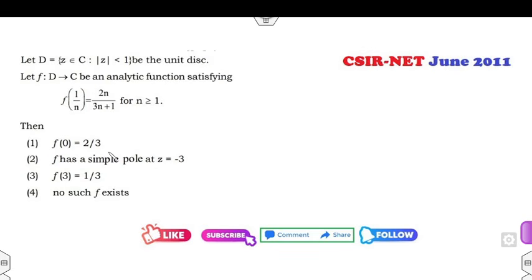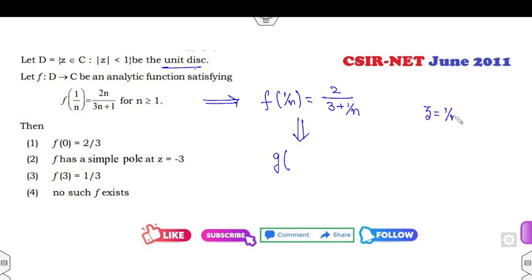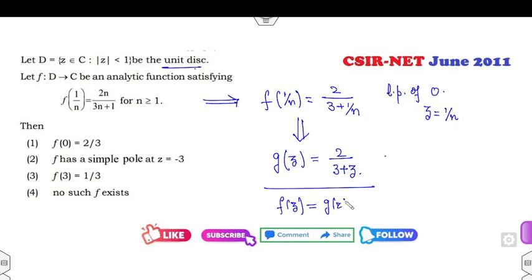Okay, now look at this one. Is a unit disk analytic of this. I can divide it by firstly n on both sides, 2 over 3 by this. Now it's a unit circle. I can define the new function g such that z will be 1 over n. Fine. So it is 2 over 3 plus z. Limit point of this is my 0. Fine. Limit point of this coincides, so that means f and g both coincide by the identity theorem.